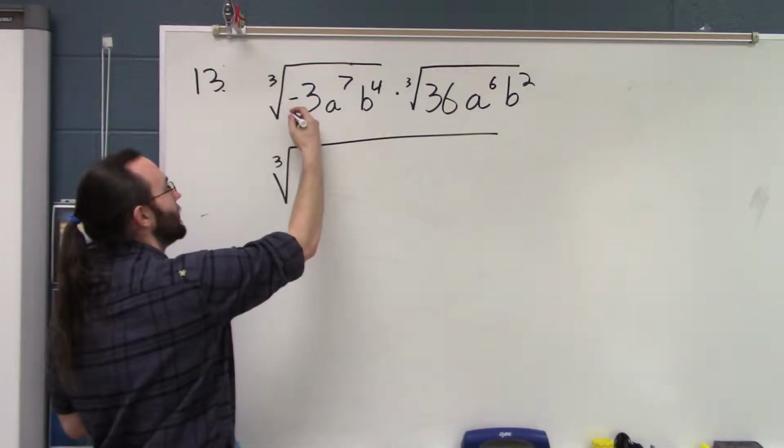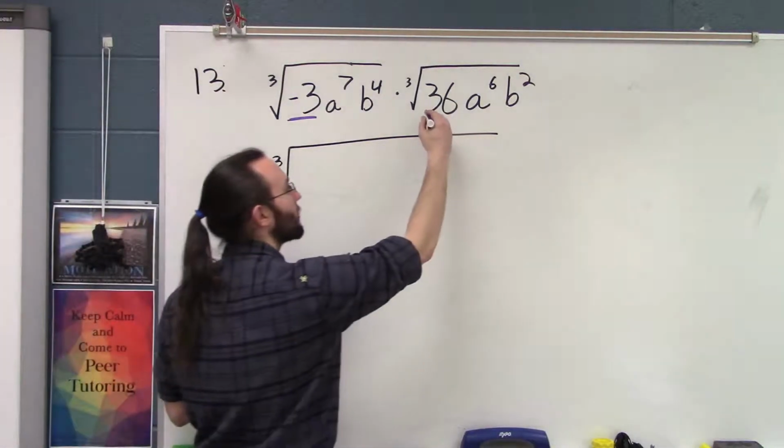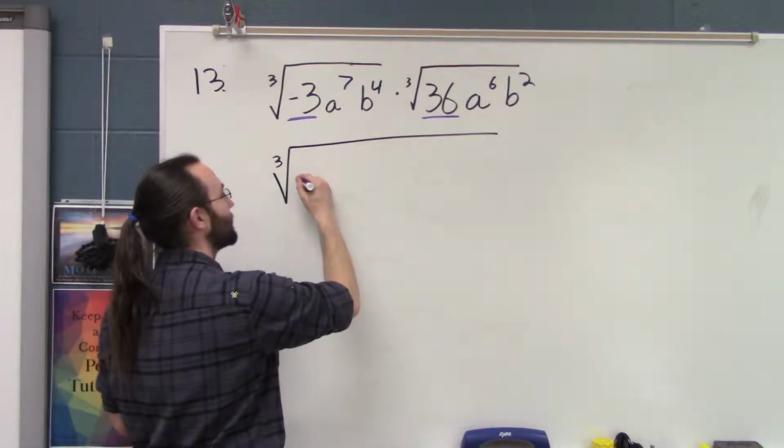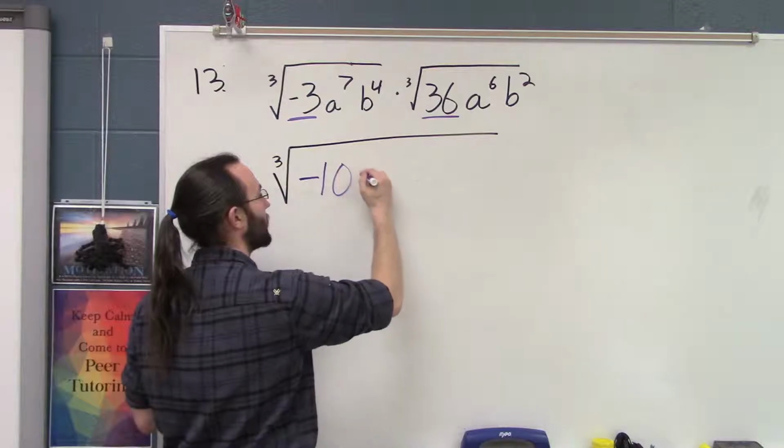So we have a -3 under the first radical times a 36 under the second one. -3 times 36 is -108.